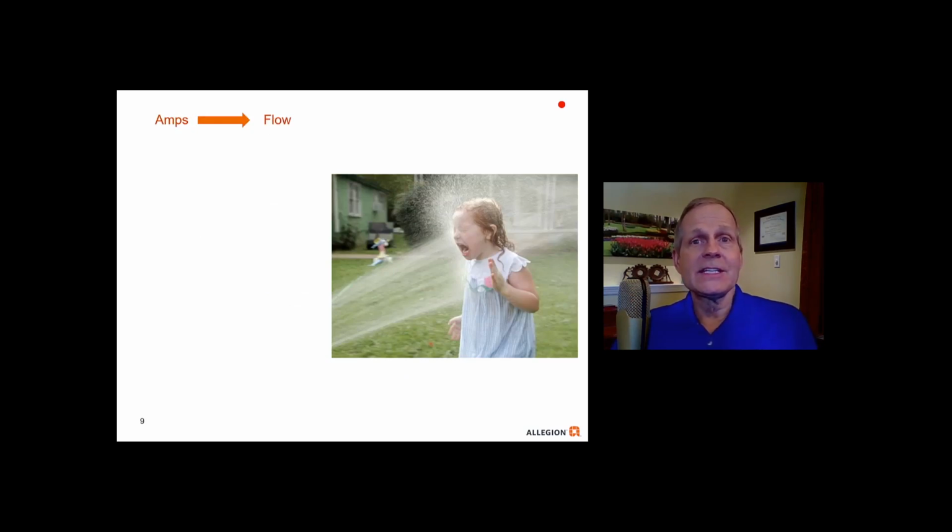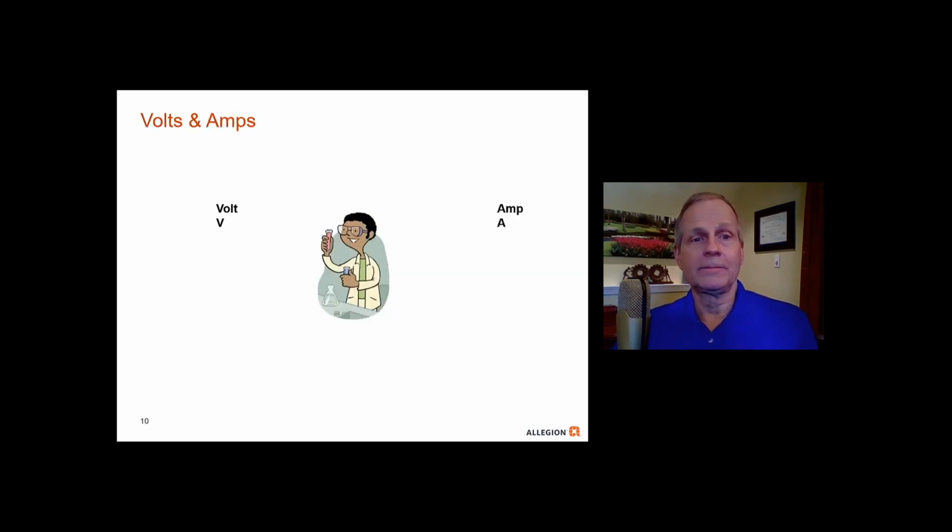Now, amperage is similar to the flow. You can think of that as being like gallons per minute. So amperage is the flow. Now, you can see if this little girl tried to take a drink of water out of a hose, there would simply be too much flow for her to get a simple drink of water.